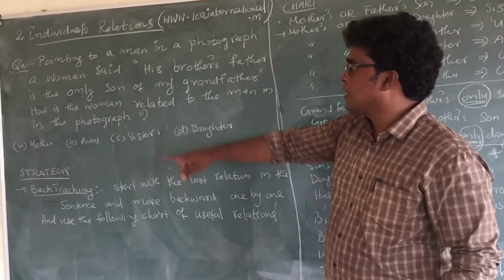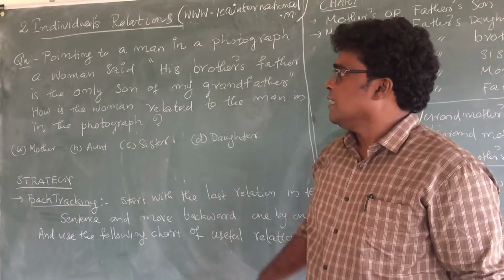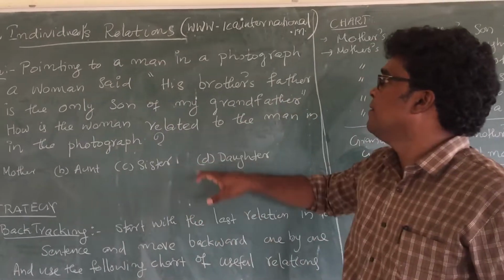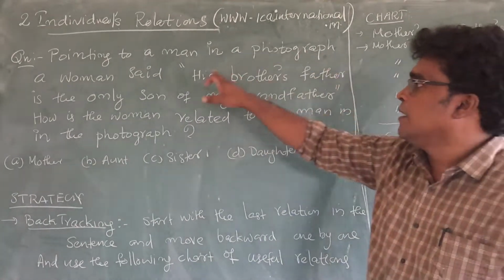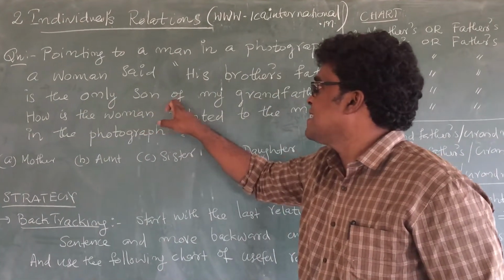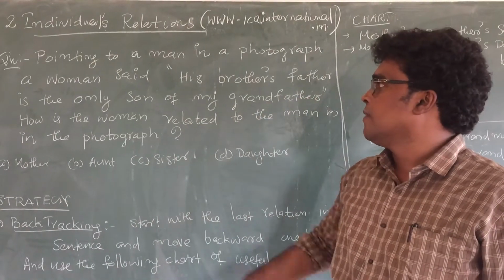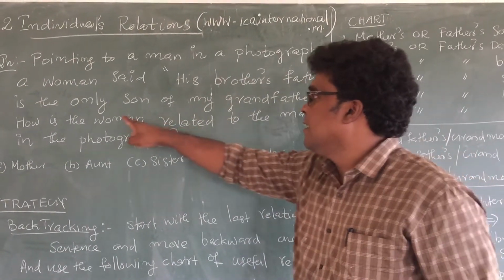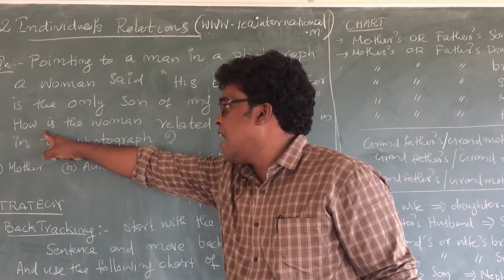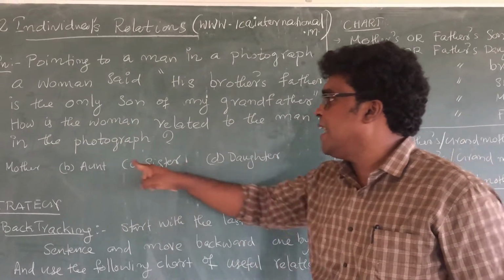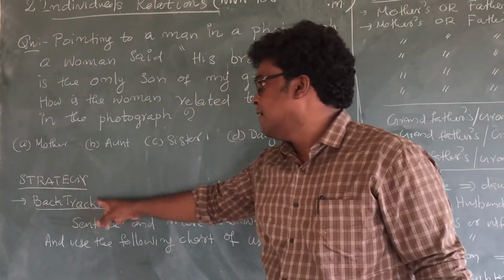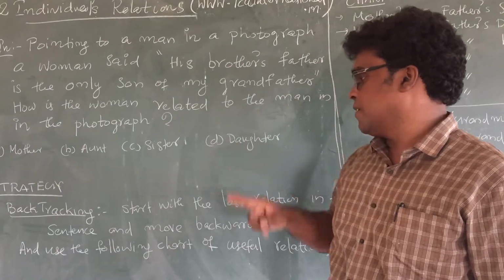Okay, so coming to the question. The question goes like this. Pointing to a man in a photograph, a woman said, "His brother's father is the only son of my grandfather." And the question is, how is the woman related to the man in the photograph? The options are: mother, aunt, sister, and daughter.